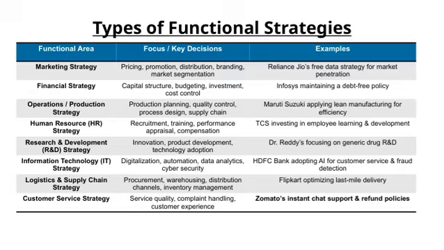Finally, logistics and supply chain strategy includes procurement, warehousing, distribution channels, and inventory management. Flipkart, for example, focuses on optimizing last-mile delivery to ensure quick and reliable service. Lastly, the customer service strategy emphasizes service quality, handling complaints efficiently, and creating a positive customer experience. Zomato's instant chat support and flexible refund policies are great examples of how to keep customers satisfied.